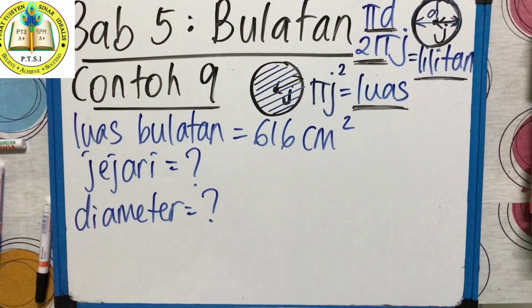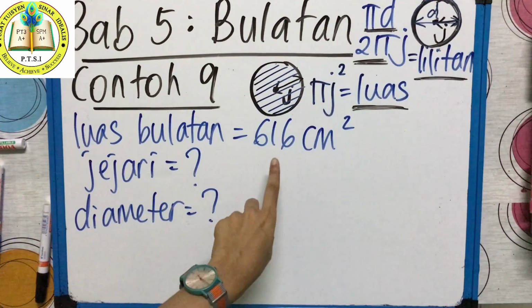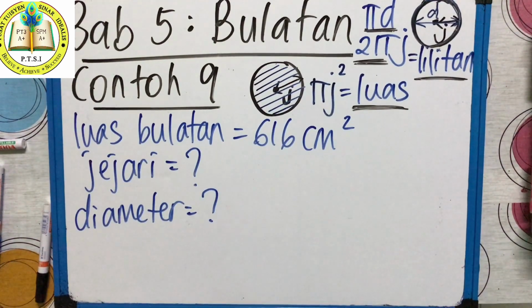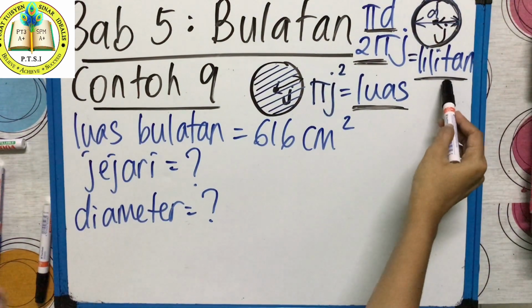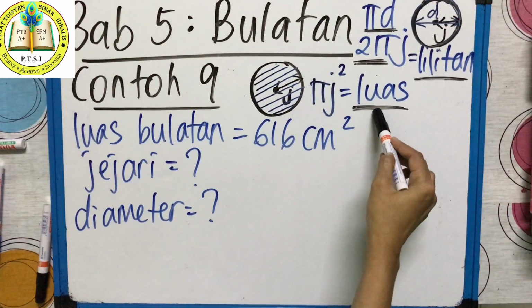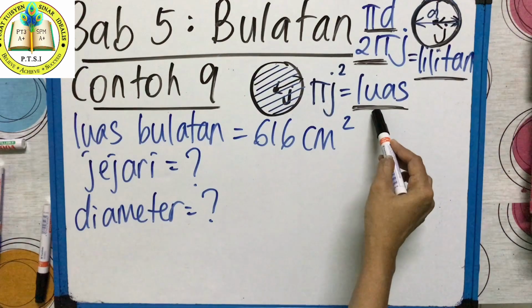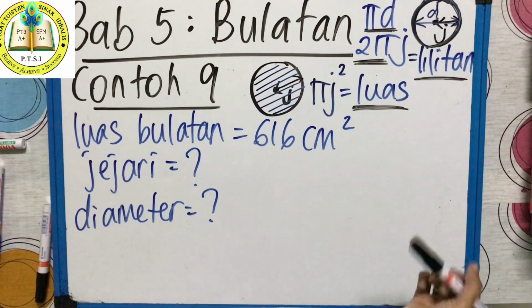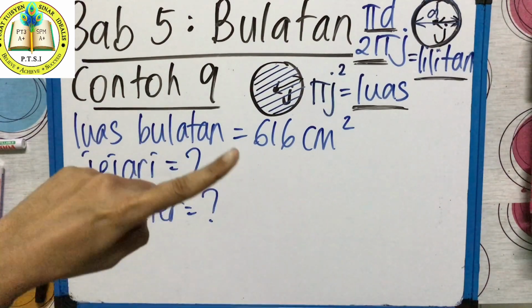Now the next example, contoh 9, luas bulatan 616 cm square. They already give you. So remember class, I'm repeating again and again. Bila mereka tanya lilitan, cm, unit. When they ask luas, cm square, cm persegi. Don't confuse yourself. If you put your unit wrong, I will put it wrong.